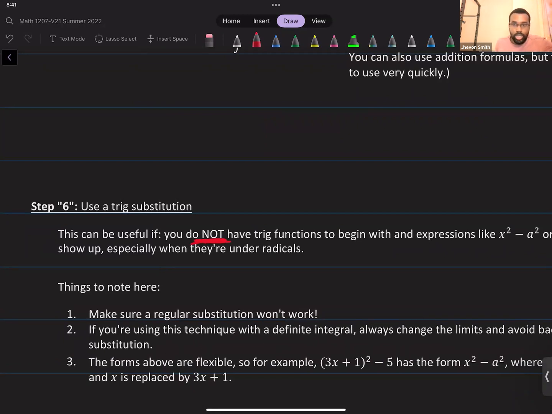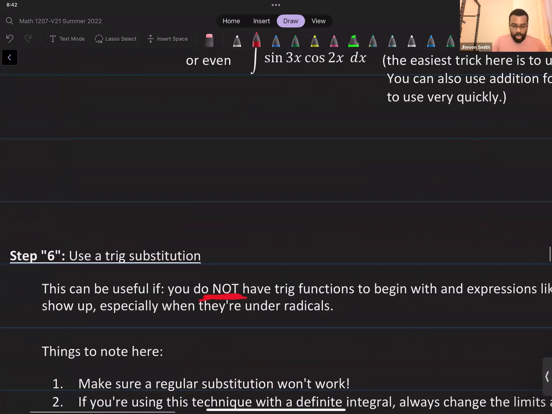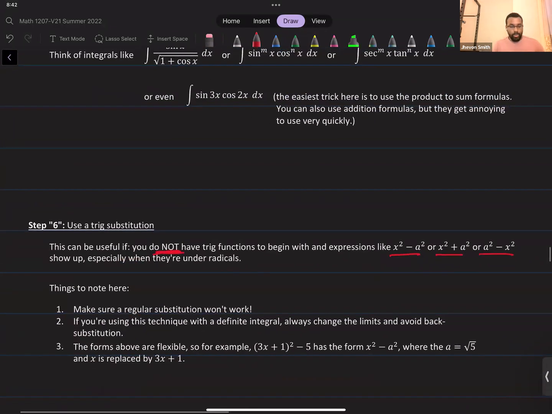Something where trig substitution can work on, there can be no trig functions in the first place. Trig substitution introduces trig functions in a situation where there were none before, right? So if there is a trig function in your integral, trig sub cannot work on any of these because there are already trig functions. Trig substitution works when there are not trig functions. However, you have expressions like this, or this, or this. And those allow you to take advantage of trig identities, right?